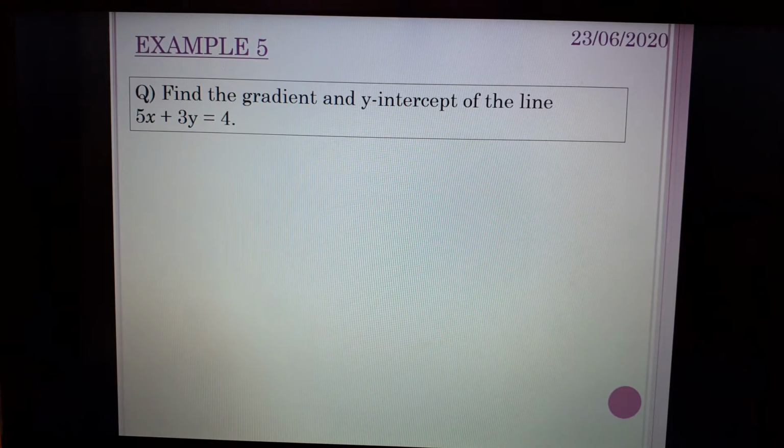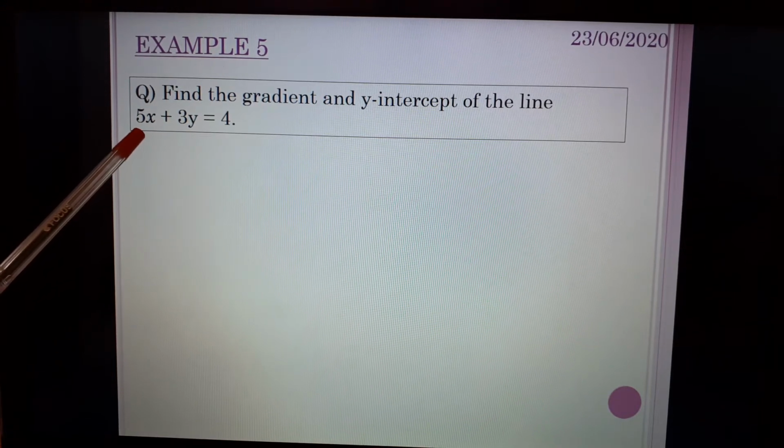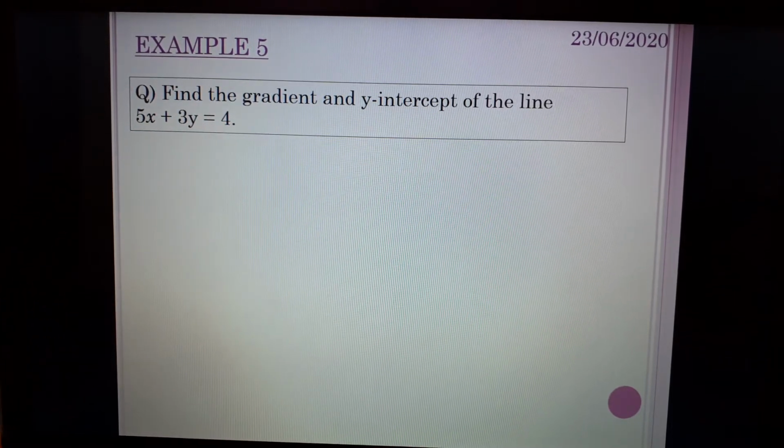Find the gradient and the y-intercept of the line 5x plus 3y equals 4. Now what you should notice from this, and again this is National 5, is that this is not in the format of y equals mx plus c. We have the x's and the y's on the left hand side, we have the number on the right hand side. You've not got it in the correct format to just be able to pick out the gradient and the y-intercept. The gradient is simply the number in front of the x wherever the x happens to be, and the number on its own is the y-intercept.